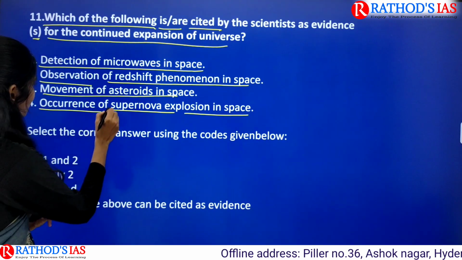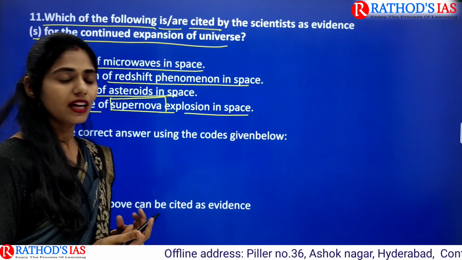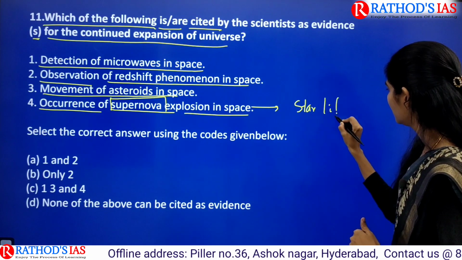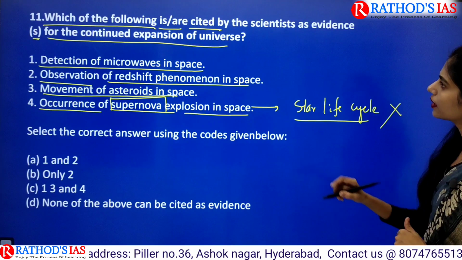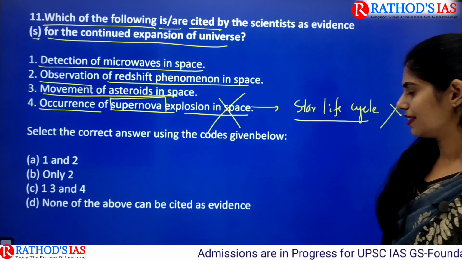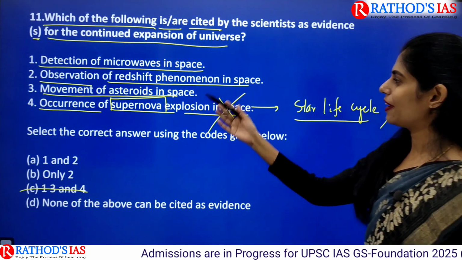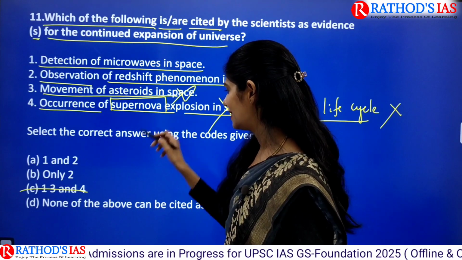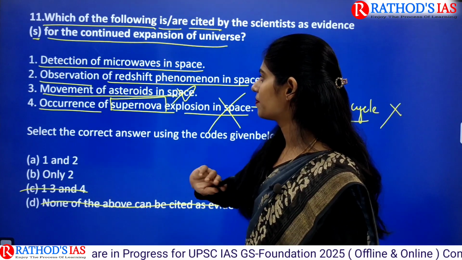If you see, this fourth statement is talking about supernova explosion. It is regarding the star's life cycle, not at all regarding the expansion of the universe. So you can eliminate this fourth statement, and we can eliminate option C here. Movement of asteroids is not at all related to the expansion of the universe, so we can eliminate this third statement also, and we can eliminate D and C.